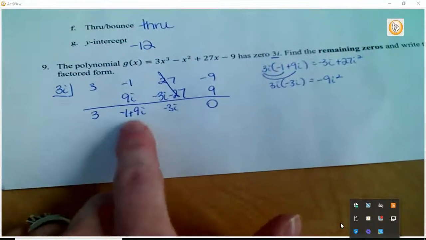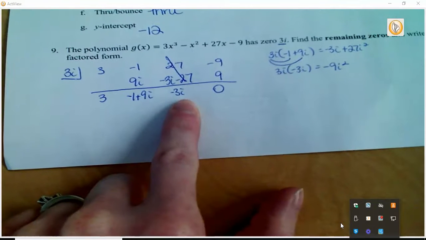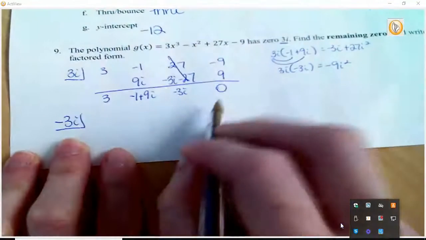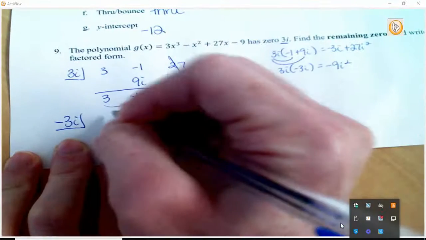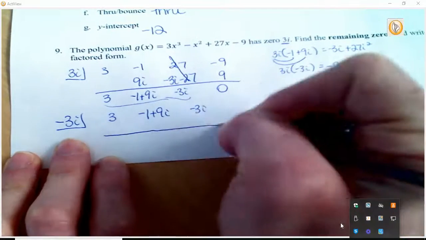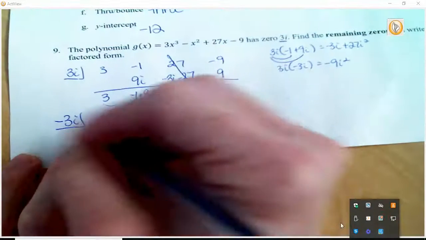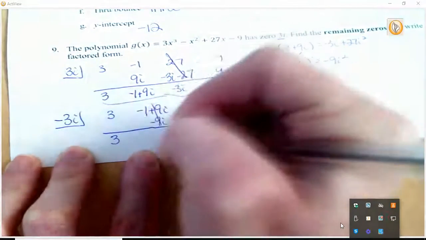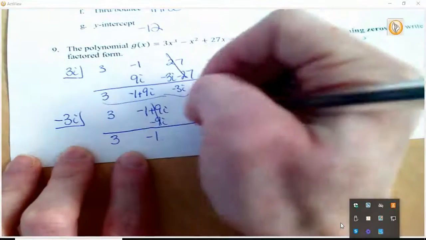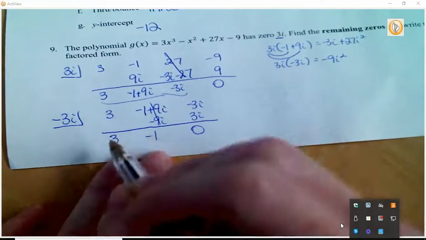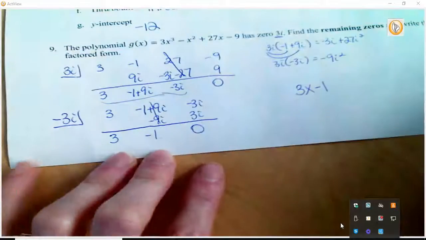So it turned out okay, but I still have i's here. What can we do? Do it again with -3i. So when you do that, you ignore the 0 and you just bring down the rest of it. So 3 comes down. 3 times -3i is -9i. Add and gives you -1. Negative 1 times negative 3i is positive 3i. Adds and gives me 0. So there's my remainder, my constant, and x. So this is 3x minus 1.